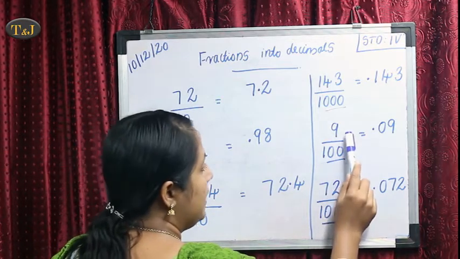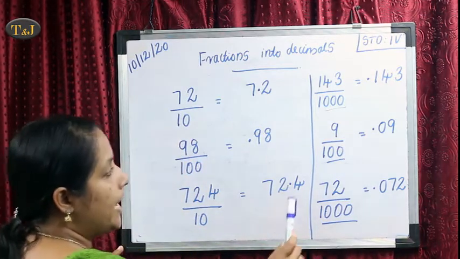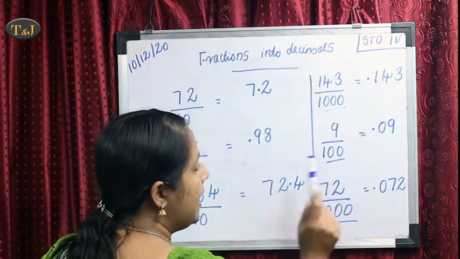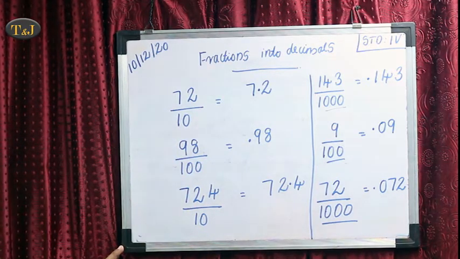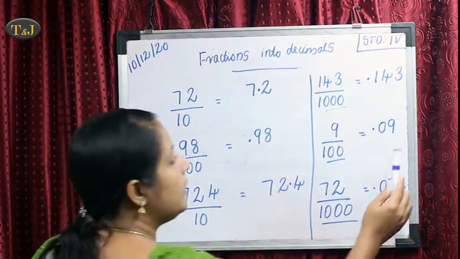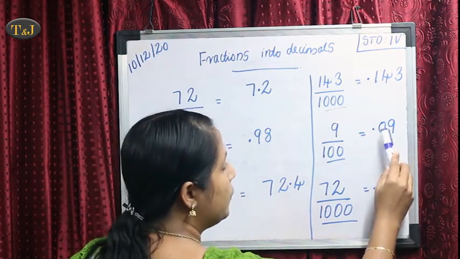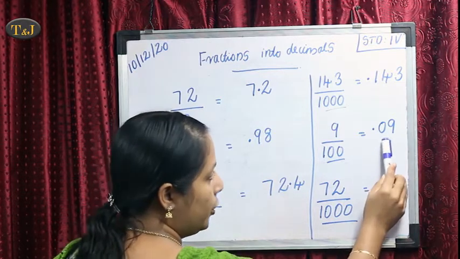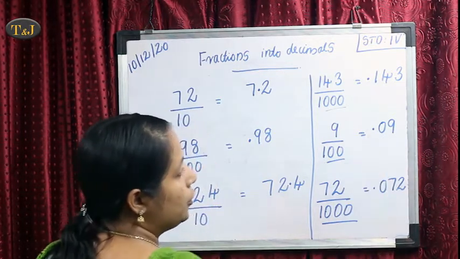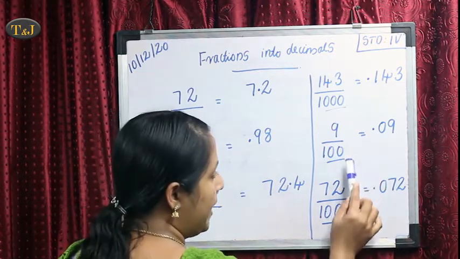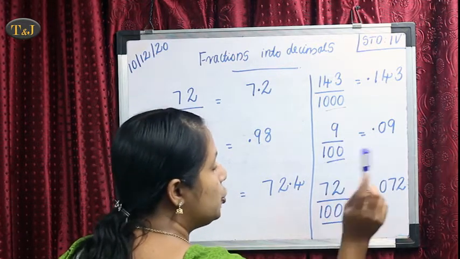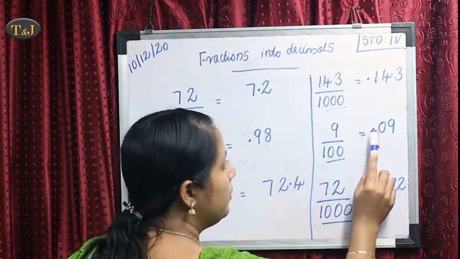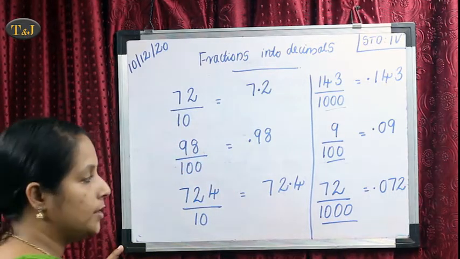Then 9 by 100. First we write the numerator 9. How many zeros in 100? 2 zeros. So we want 2 places in that number. So before that number we write 1 0. Then before that we have to put the point. So 9 by 100 equals 0.09. That means here we want 2 places. 1, 2. Before that we have to put the point.